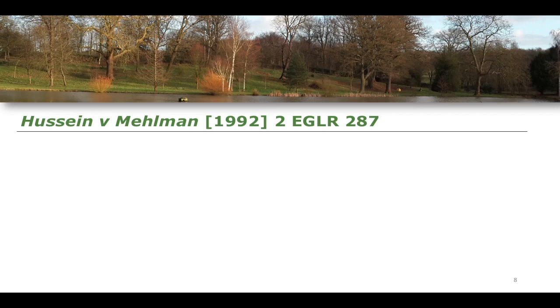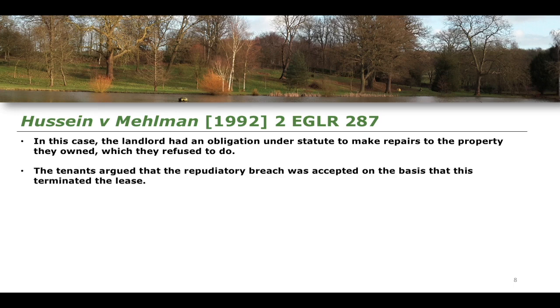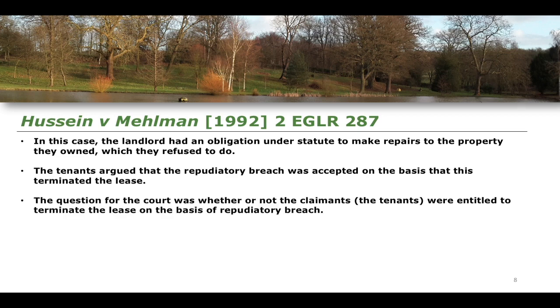This is obviously something that can take place, and one such example of how this has been established in case law is from a case in 1992, Hussein and Melchman. In this case, the landlord had an obligation under statute to make repairs to the property that they owned, and this was something, in fact, which they refused to do. The tenants argued that the repudiatory breach was accepted on the basis that this terminated the lease. Their failure to uphold their statutory obligations led to a repudiatory breach, and the tenants wanted to accept this, which would then lead to a termination of the lease.